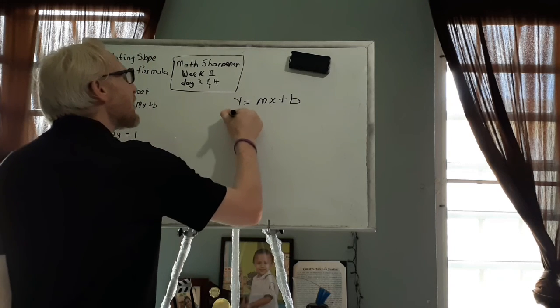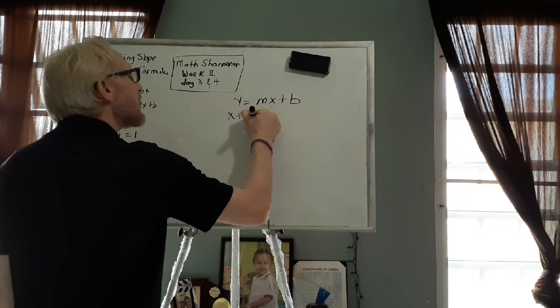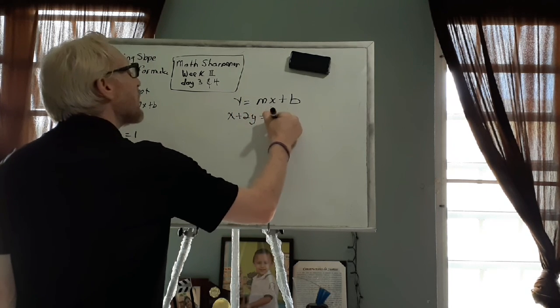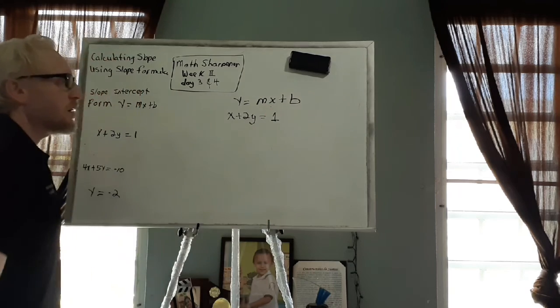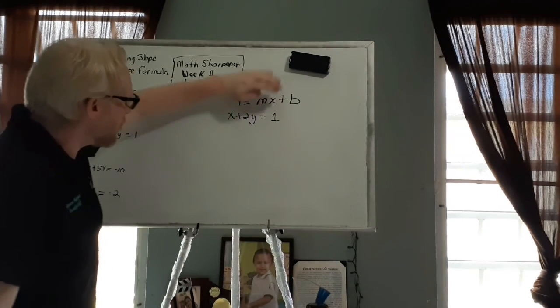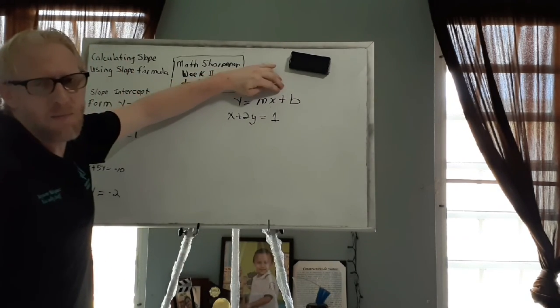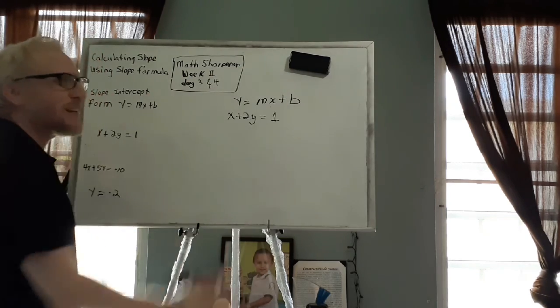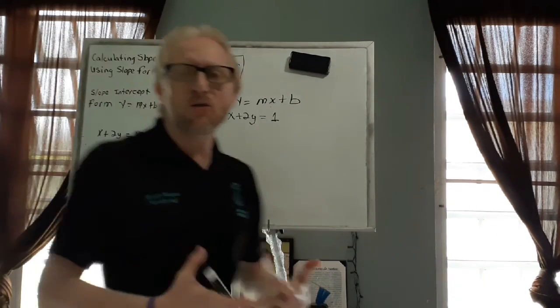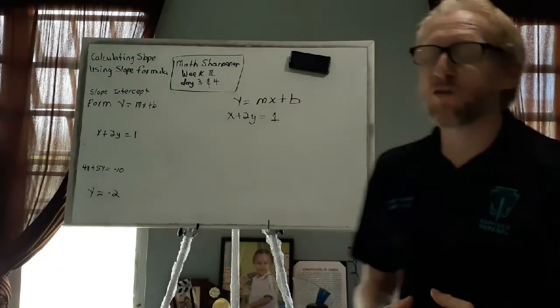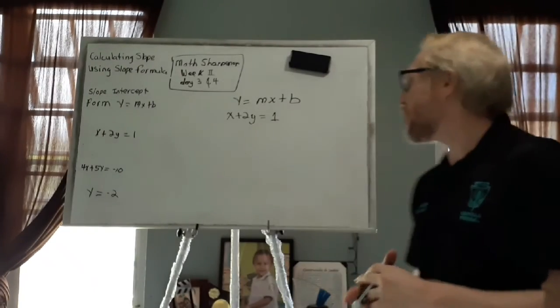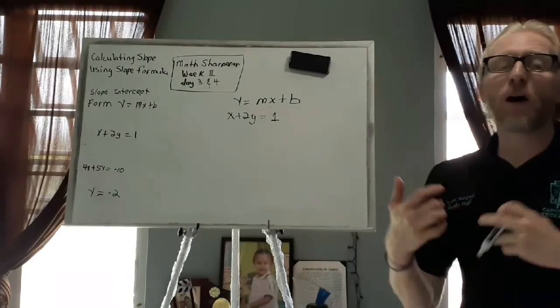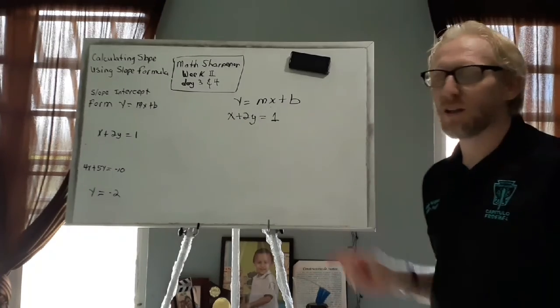It says x plus 2y equals 1. Now, I want this to look like this. Of course, m is going to be a number, and so is b. But I want this to look like this, and it doesn't. So what am I supposed to do? I'm supposed to solve for a variable. For which variable am I going to solve? For y. So if I want to solve for y, I have to get rid of the x.